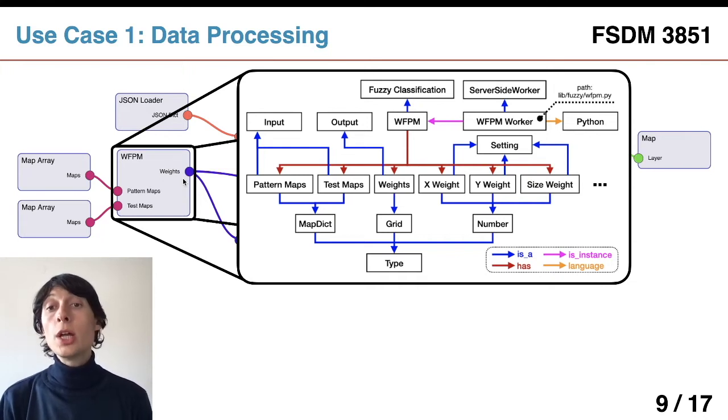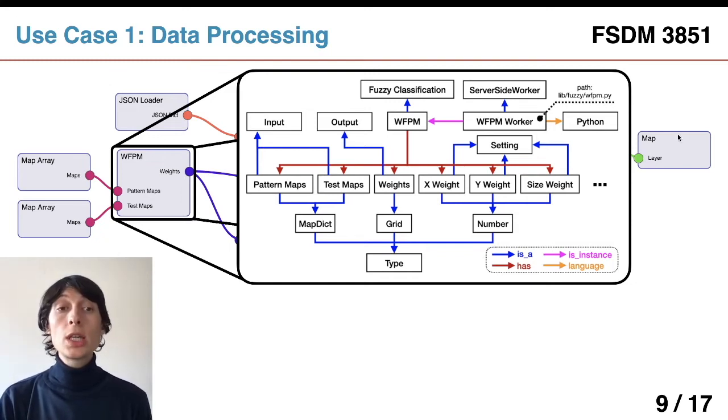Also, this ontology describes the implementation of this operator. The implementation is called WFPM worker. It is suited for the server side, it's written in Python and located under lib/fuzzy/WFPM-py.